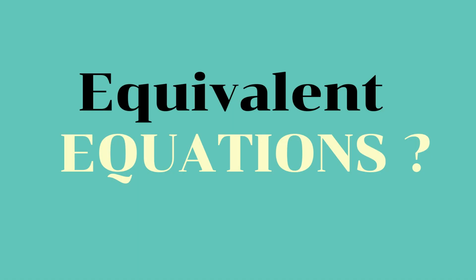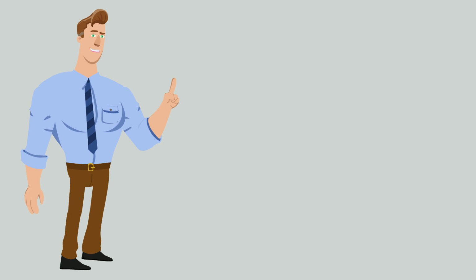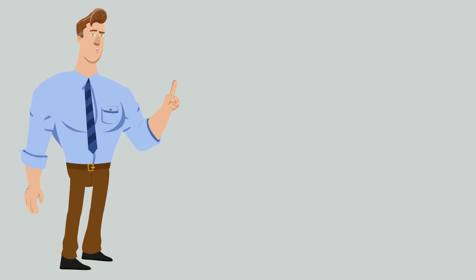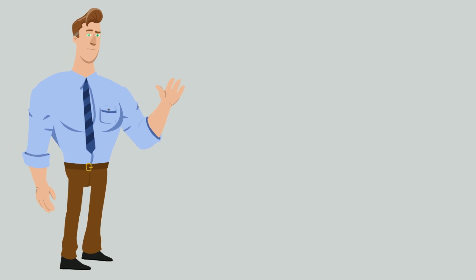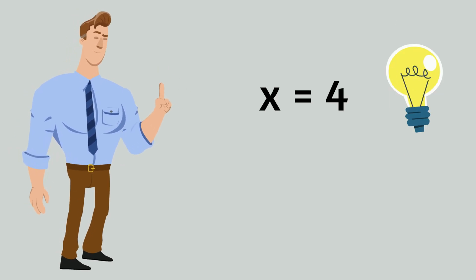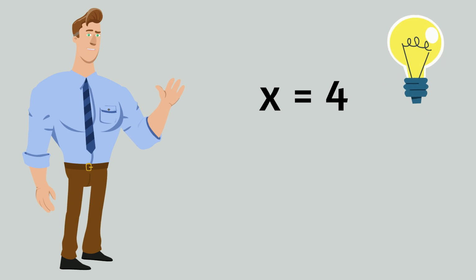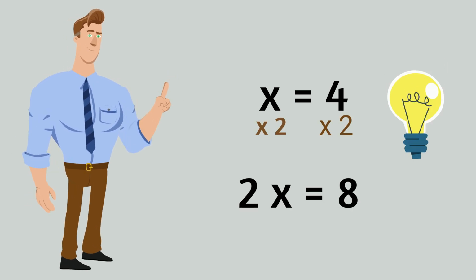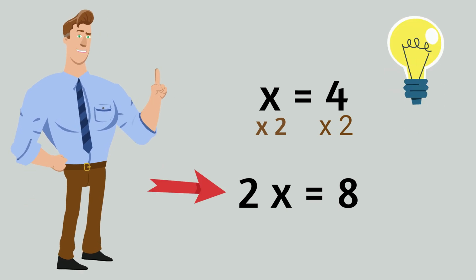Equivalent equations. As we said in previous videos, equivalent means equal. So, equivalent equations are equations that look different, but their variable has the same value. They are equations that can be transformed to one another. Let us say I start with x equals 4. It is an equation. If I multiply both sides by 2, I will have 2x equals 8. By doing this, I created a new equation that is equivalent to my first one.